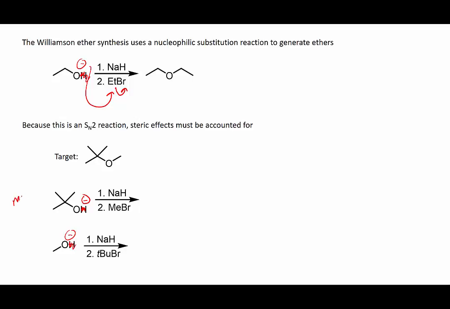This is more hindered, so it will be a slower reaction, but we also have to consider our substrate. So in this case, this is methyl bromide, which is a primary alkyl halide, versus tert-butyl bromide, which is a tertiary halide. You should recall that for backside attack to occur, we can't use a tertiary substrate. So because this is a tertiary substrate, it is inappropriate to use for our example. So if we wanted to make this product, we would have to use a more sterically hindered nucleophile, but a less hindered substrate.